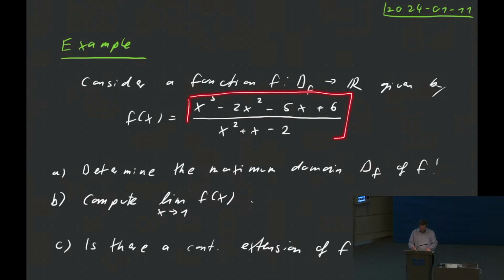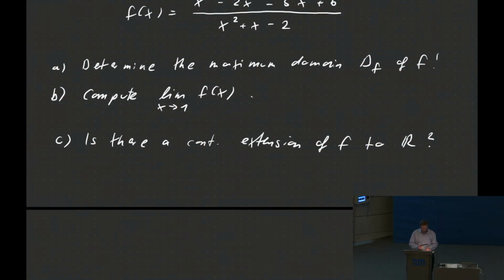As you can see, this is basically a rational function where both the numerator and the denominator are polynomials. So the only thing that could go wrong is a root in the denominator. And that means the points where this function may not be defined are exactly the roots of the denominator. So we have to determine the roots of the denominator. So for part A, that's what we do. Determine the roots of the denominator.